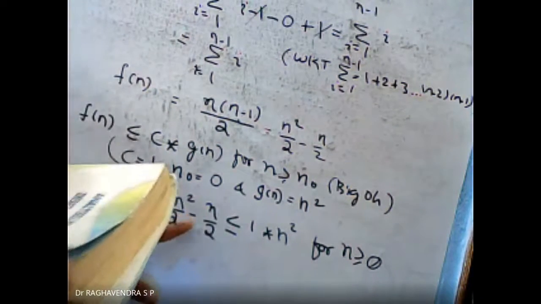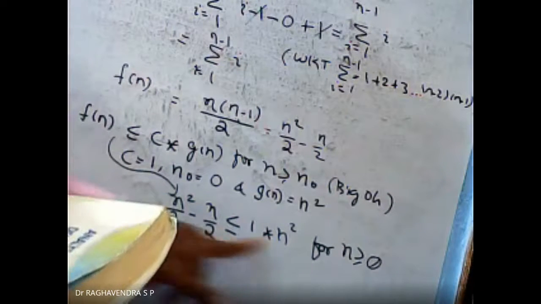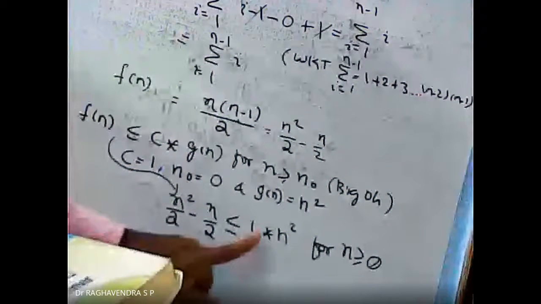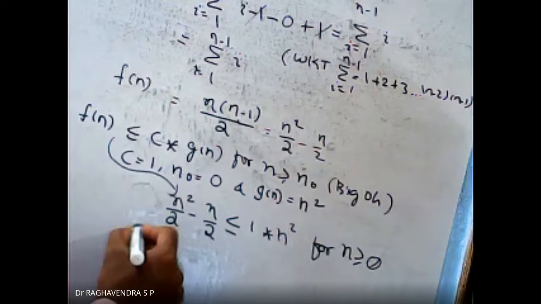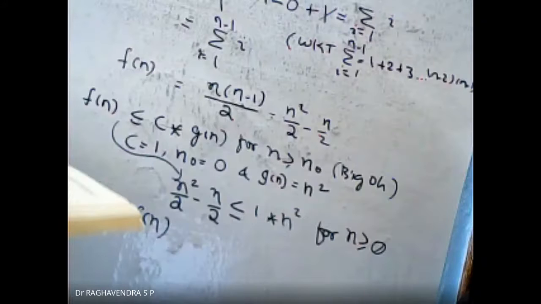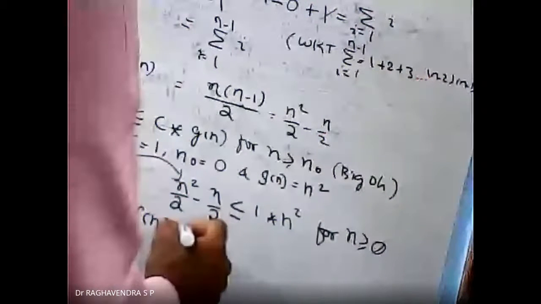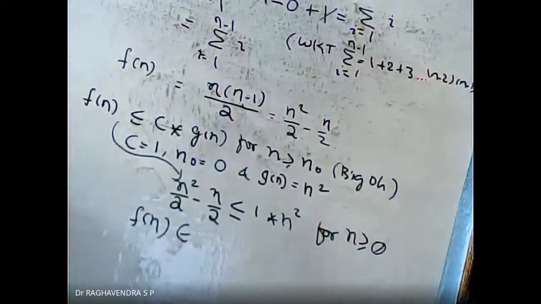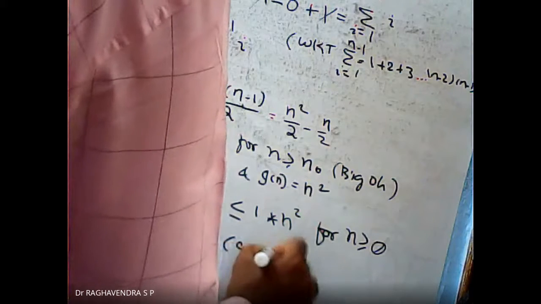And this inequality holds good. If you want, substitute the values and check. n is equal to 0: 0 minus 0, that is 0 less than or equal to 0. So 0 equals 0 holds good. n is equal to 1: 1 by 2 minus 1 by 2 is 0, and 0 is less than or equal to 1 into 1 square, that is 1. 0 less than or equal to 1, that also holds good. So this inequality holds good for all the cases. Hence, we can declare that this function f of n belongs to big O of g of n, that is big O of n square.